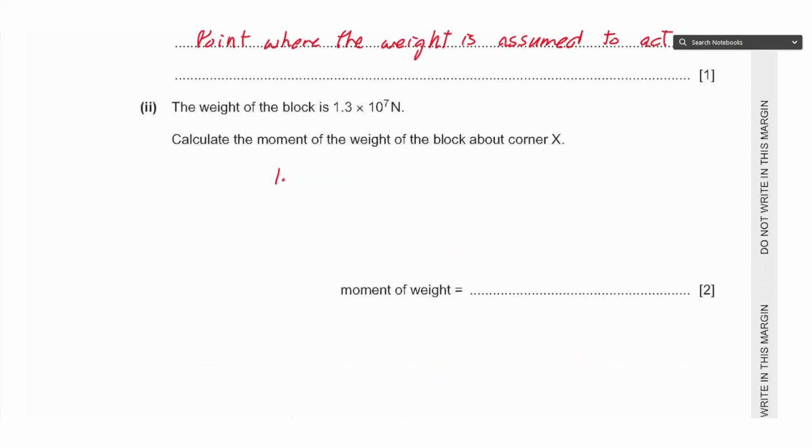So we multiply the weight, 1.3 times 10 to the power of 7, which is a force, and the perpendicular distance is 3.4 divided by 2. That gives an answer of 2.21 times 10 to the power of 7, or we can approximate it to 2.2 times 10 to the power of 7, and the unit here is newton meter, force multiplied by distance.